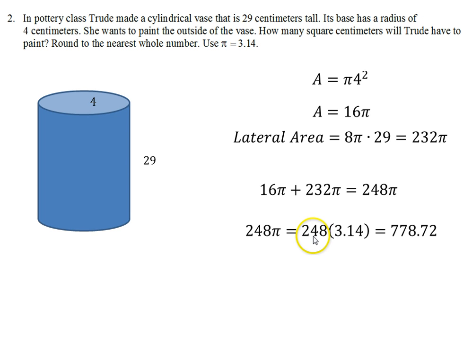248 times pi is equal to 248 times 3.14. I use just 3.14 because that's what we are asked to use for pi. And I get 778.72. That's not our answer because they want us to round it to the nearest whole number. Round to the nearest whole number would be 779. So your answer for number 2 is 779.